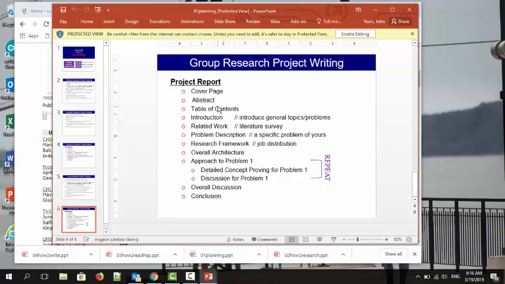And then the overall discussion: you can collect all of their work, and all together you can say, we're done, or we achieved this, or you can say, oh, we didn't achieve this. If you did not achieve the goal, then you need to say why you were not able to, right? And then conclusion. The group project also needs a proposal.